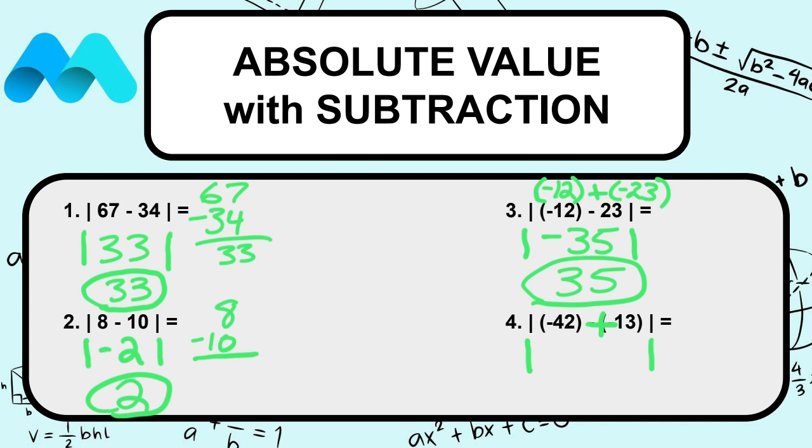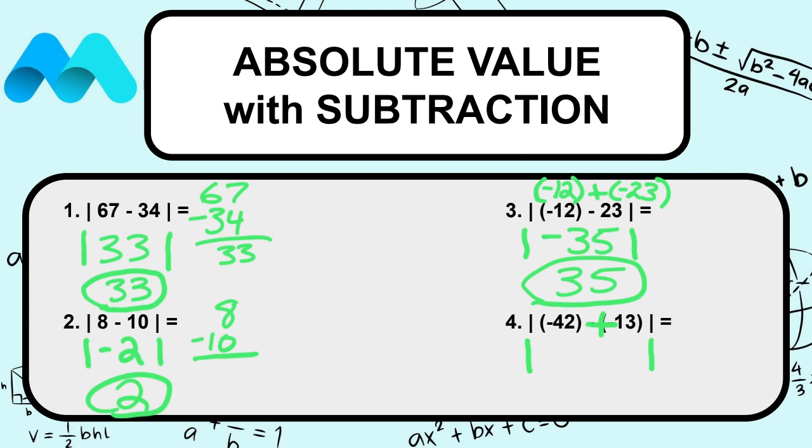So I've made my sign change there. I change it right on the problem. That's just the way I do it. If you want to rewrite it like I did in number 3, that's fine too, but I like doing it right there this way. I don't get confused. So now we have negative 42 plus 13.